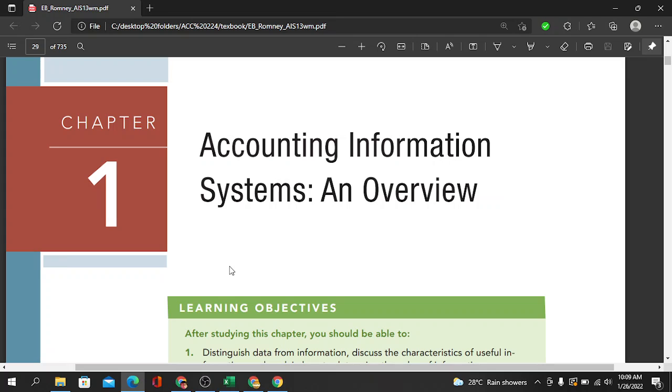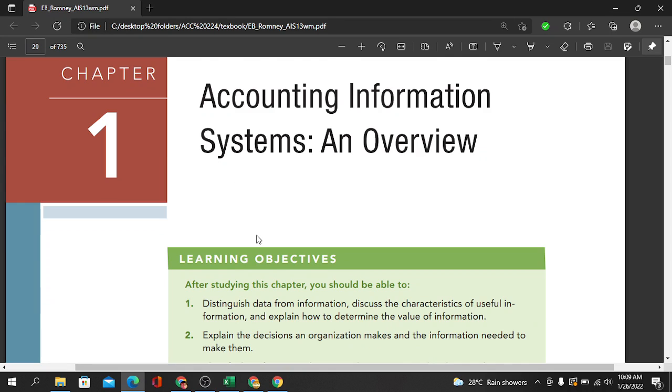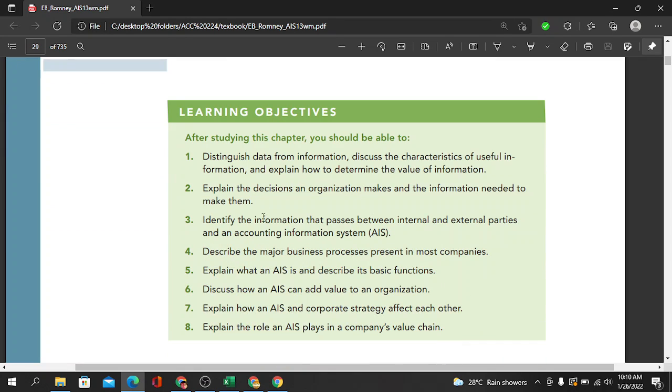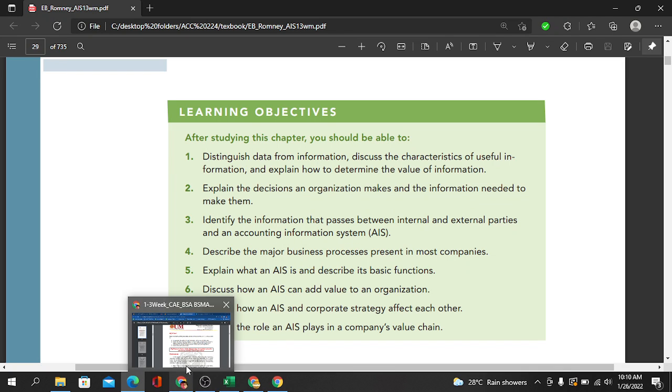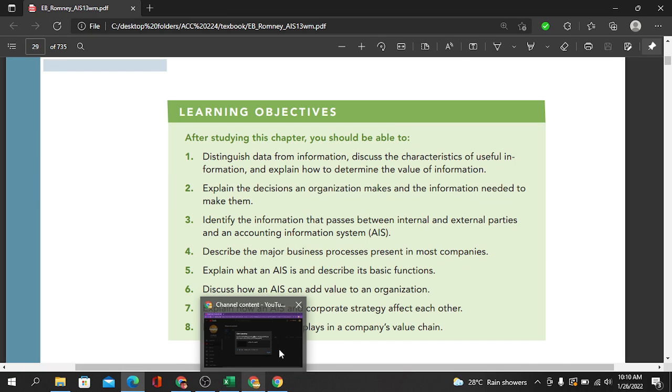Okay, so let's start. So, ito yung ating based on the textbook. No? Distinguish data from information, the characteristic of useful information, explain how to determine the value of information. So, first question is, what are the difference of data and information? What do you think? So, pwede kayong mag-raise hand there or pwede doon sa ating chat box.